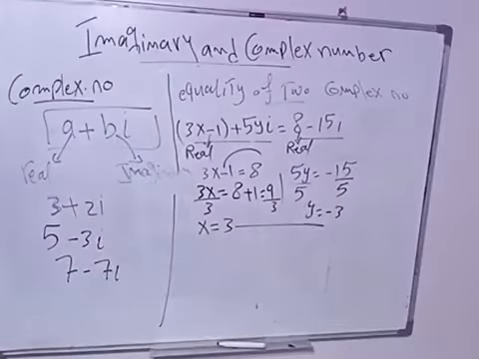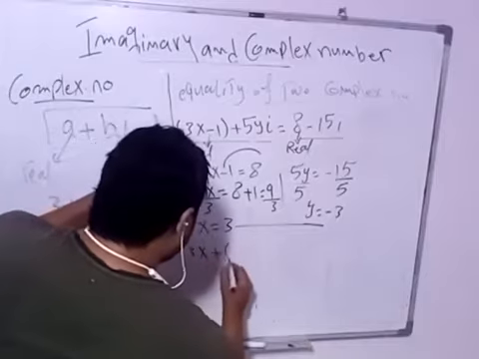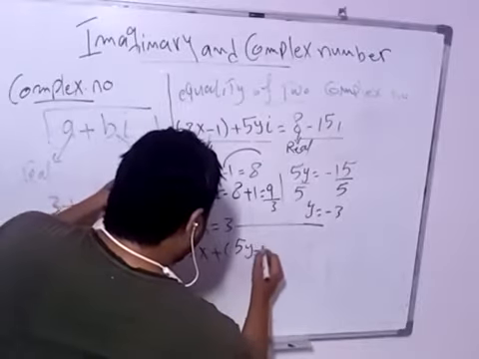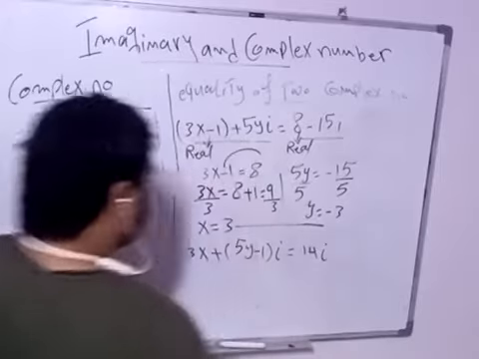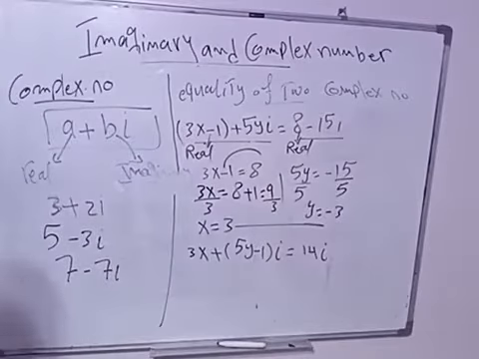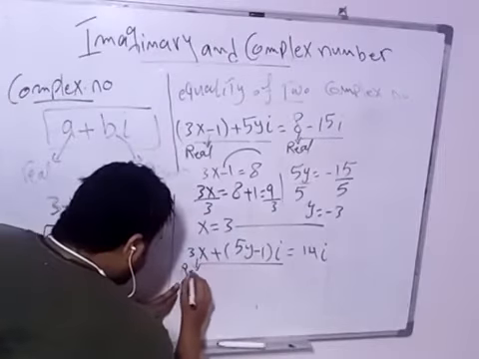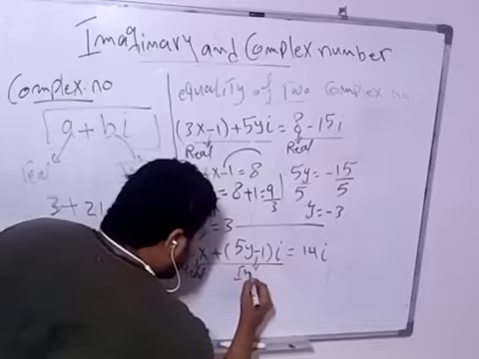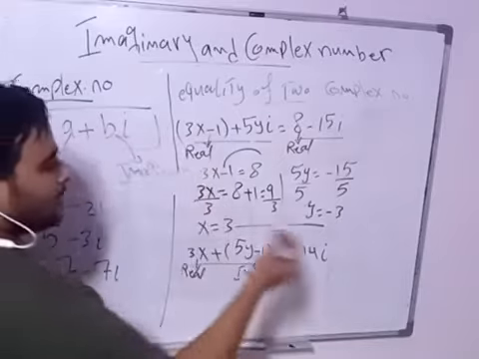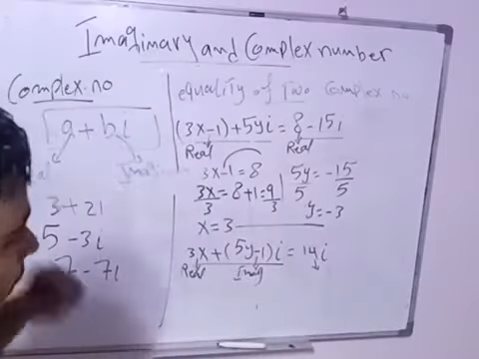Another example, I have 3x plus 5y minus 1i equal 14i. In the first complex number, I have the real part, and this coefficient of i is the imaginary part. On the other side, I have 14i, imaginary. What is the real part? Real equals 0.